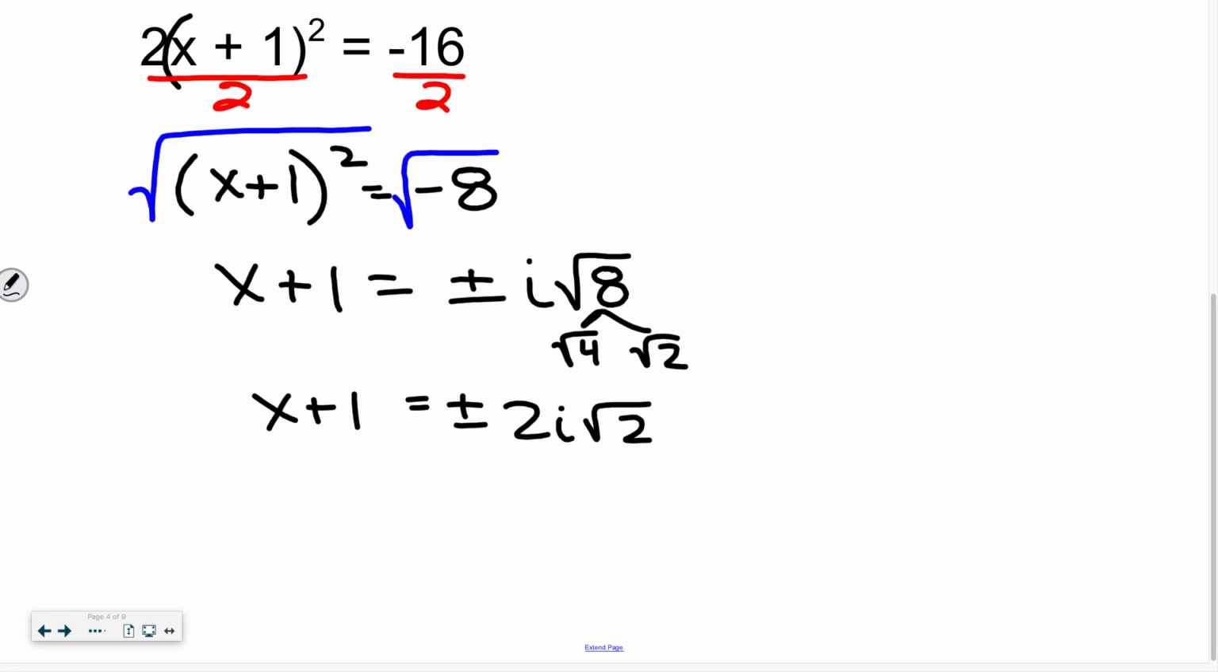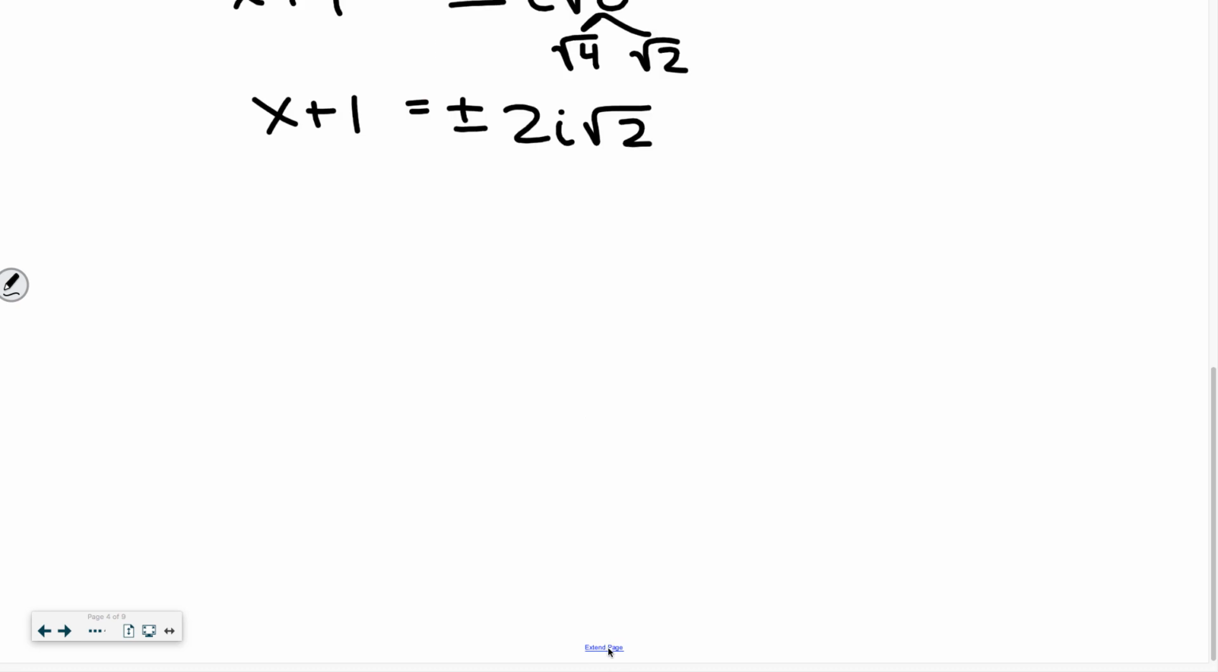And then you still have to do what? Subtract that 1. And remember, this is kind of like that question on the concept check. It goes in front of the plus or minus. So x equals negative 1 plus or minus 2i square root 2. Now, this is a real number. This is an imaginary value. Can you add them together? No, they're not like terms. This one has an i and this one doesn't. This one has a radical and this one doesn't. Can't add them. So you just leave your answer like that.